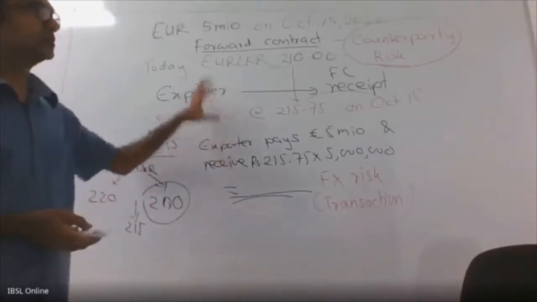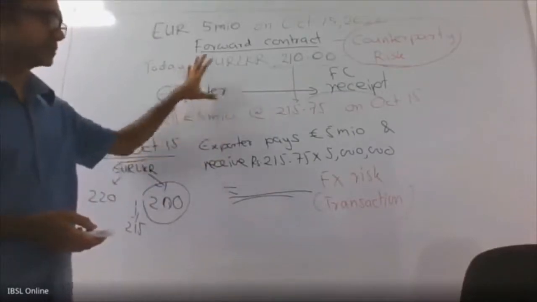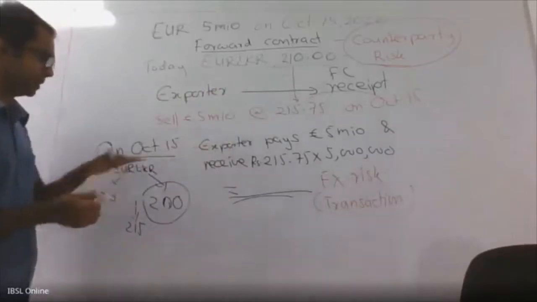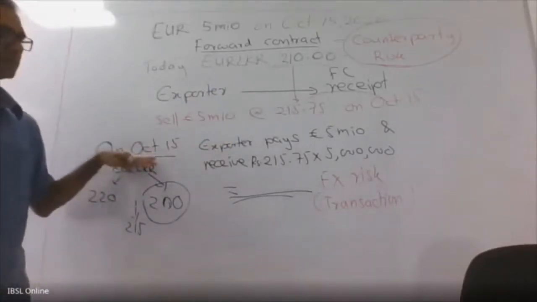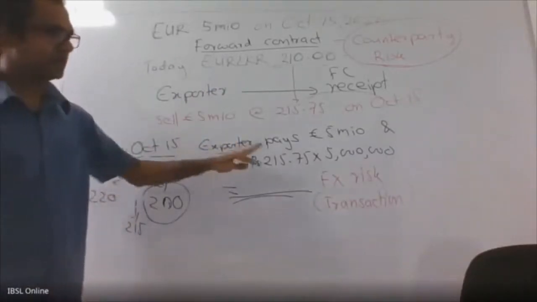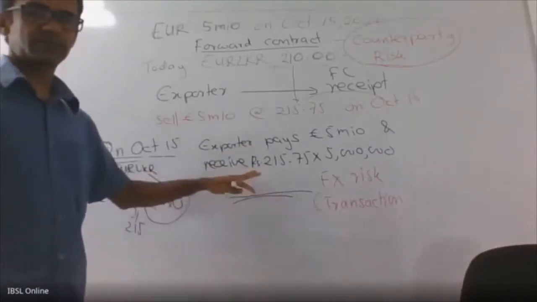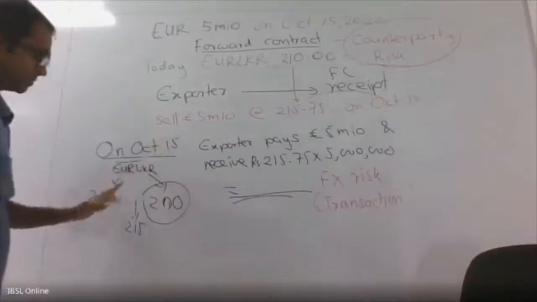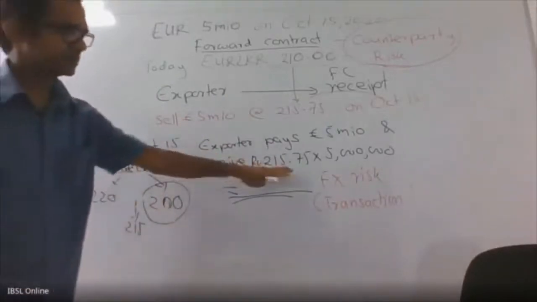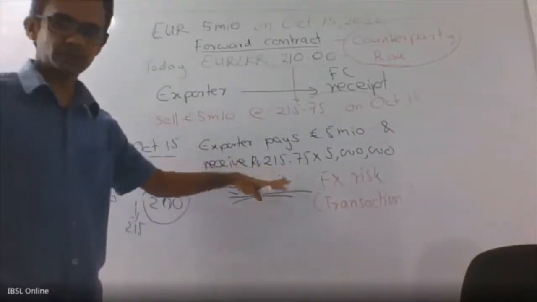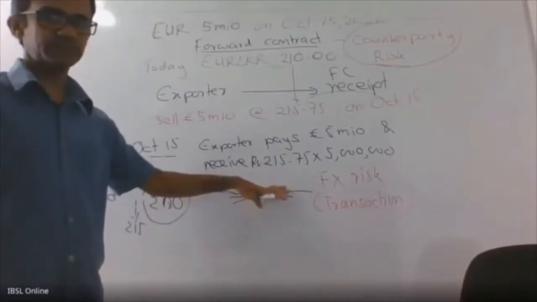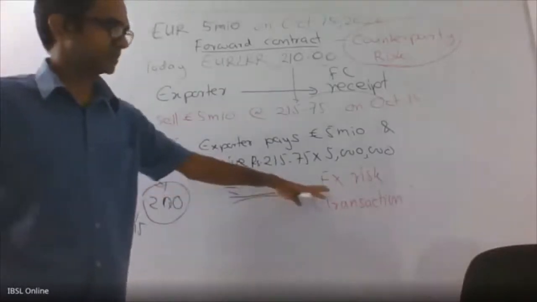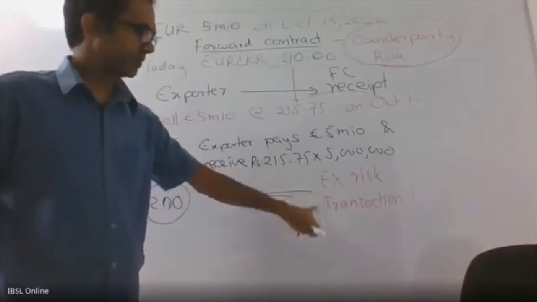No payment, no initial payments, nothing. Cash flows are exchanged only at the value date, October 15, and you don't take any risk on the exchange rate, whether the exchange rate goes up or goes down. You know the exact amount that you are going to receive. So you eliminate the FX risk.